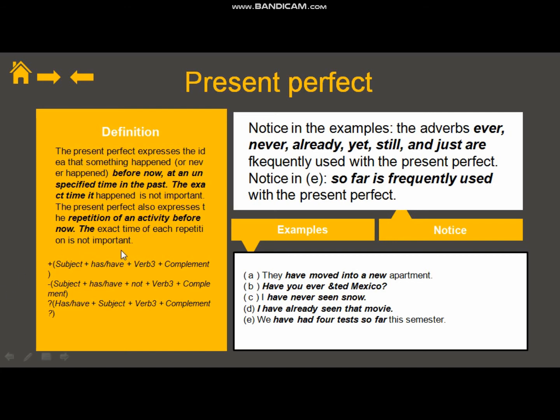And this is the formula for the present perfect: subject plus has or have. If the subject is singular, you can use has. If the subject is plural, you can use have, and verb 3 and complement.